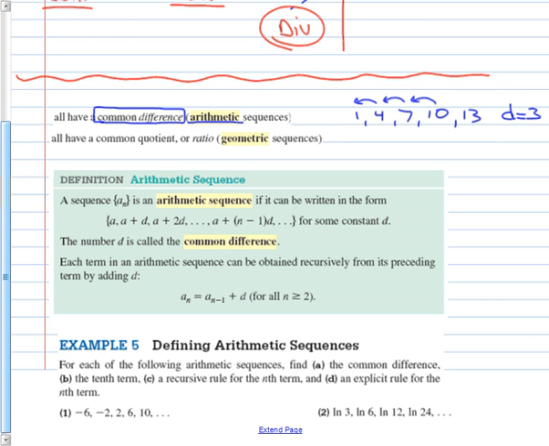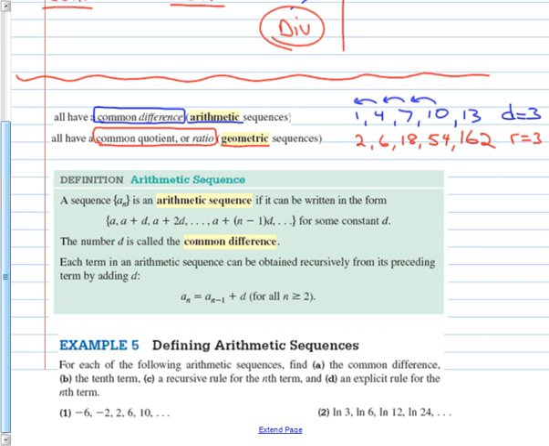The other one, geometric, we have a common ratio, common quotient, or common ratio. We'll use the word common ratio. We are multiplying by the same thing, or if I divide them, I get the same answer. That's where ratio comes from. So let's see, 2, 6, 18, 54, 162. What's happening on this one? I'm multiplying by 3 each time. I have a common ratio of 3.